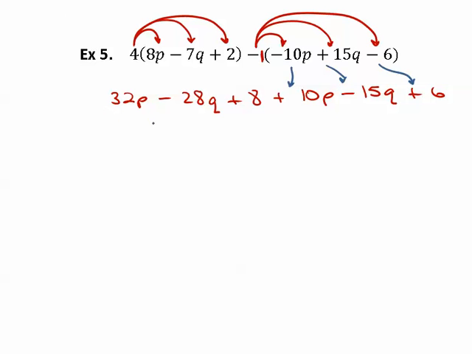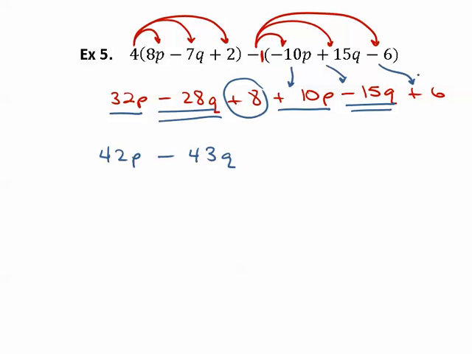All right, so once again, we're going to combine like terms. Let's start with the p's. We have a 32p and a plus 10p. That's a total of 42p. The q terms, we have a negative 28q and a minus 15q. Well, that's a total of minus 43q. And then the constants, we have a plus 8 and a plus 6. That's a total of a plus 14.